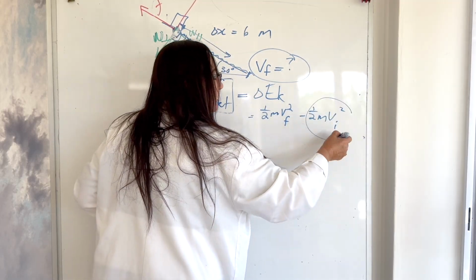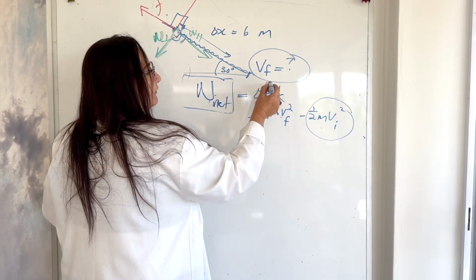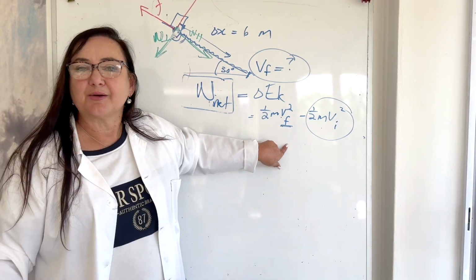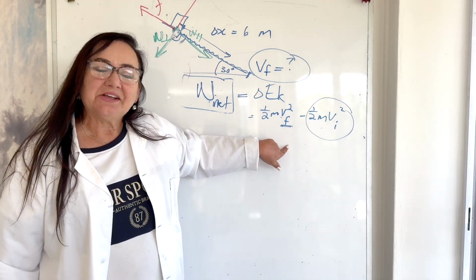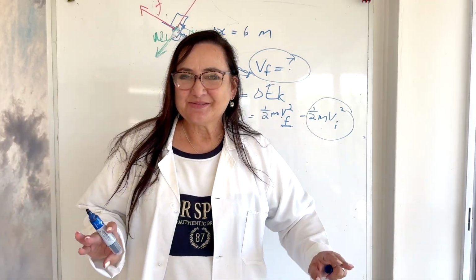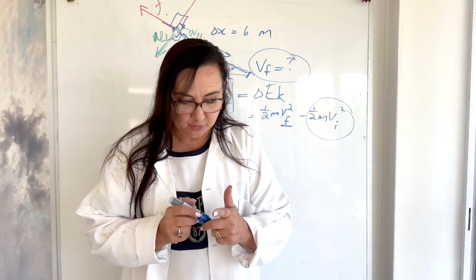But of course, when it starts from rest, the initial velocity is 0, and I have to determine the final velocity here. That is the one I'm going to determine. Alright, I know it looks like a lot, but let's start systematically with a typical question.